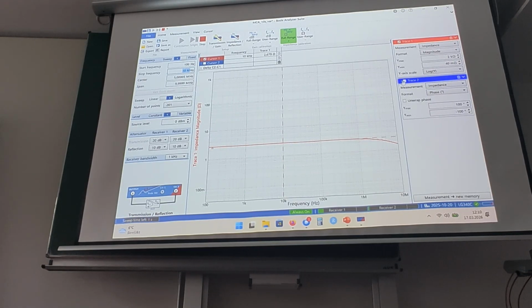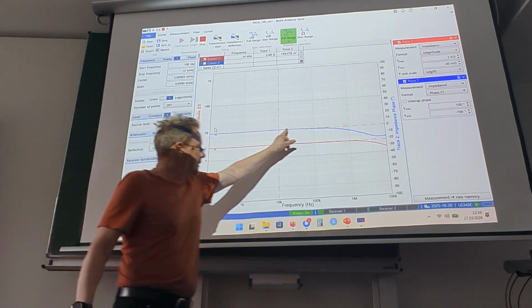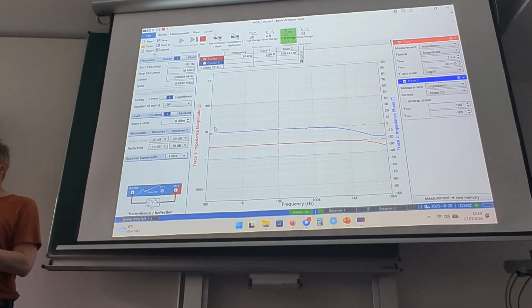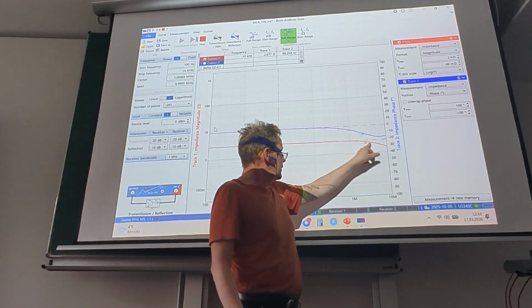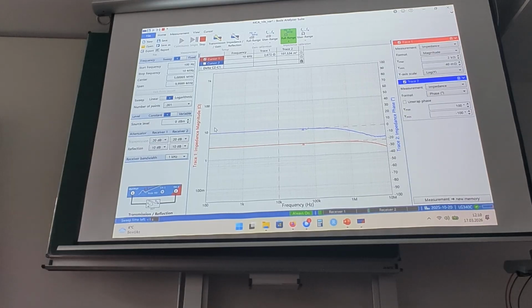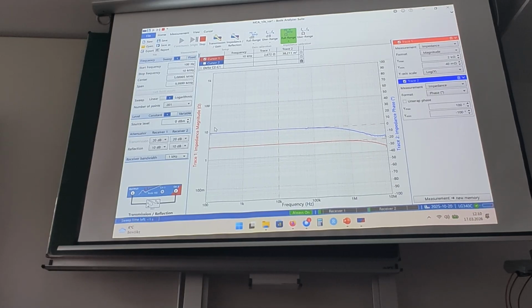Let's look at the phase. Yeah, this was now trace number 2. This is now the blue one. Here, for a large range of frequency, the phase is 0 degrees. That means there is no time shift between voltage and current. But now for these higher frequencies, there is a shift, and well, why is that? It cannot be described by the simple model of the resistor alone.